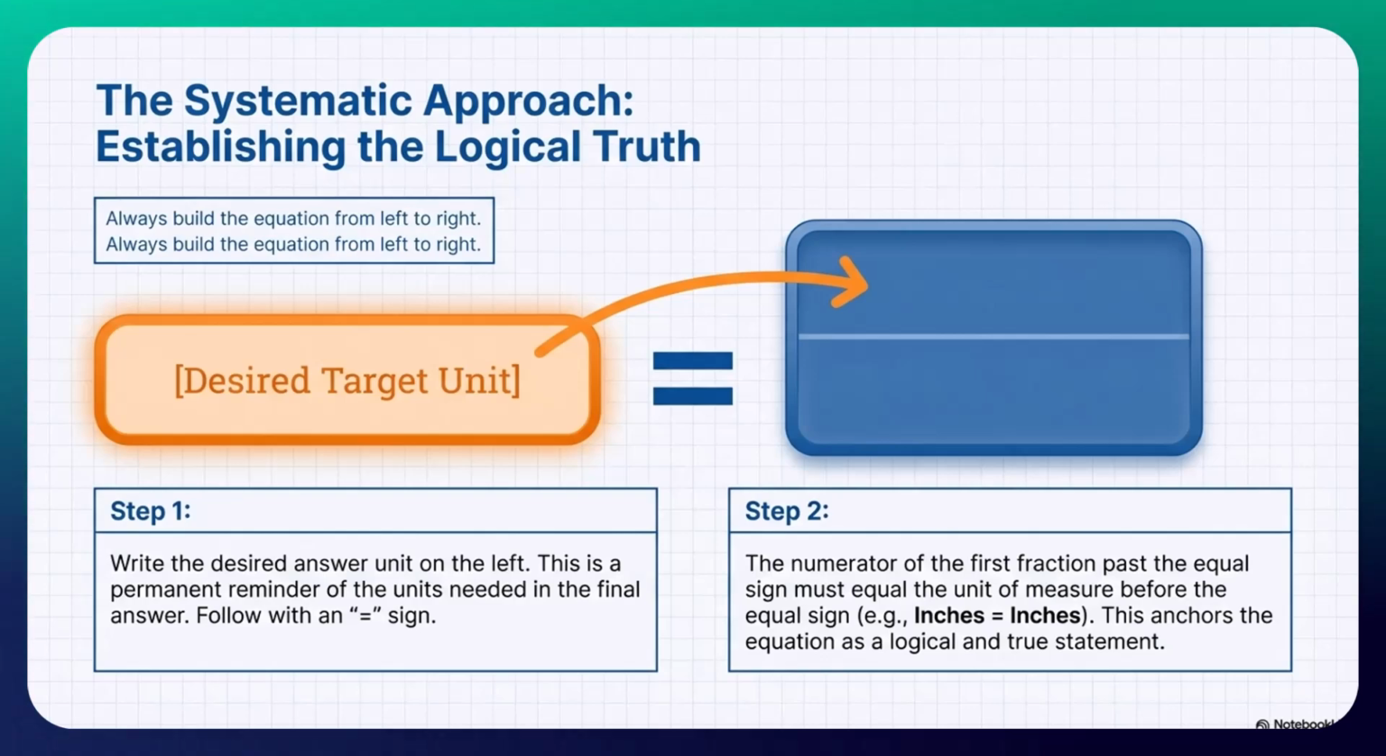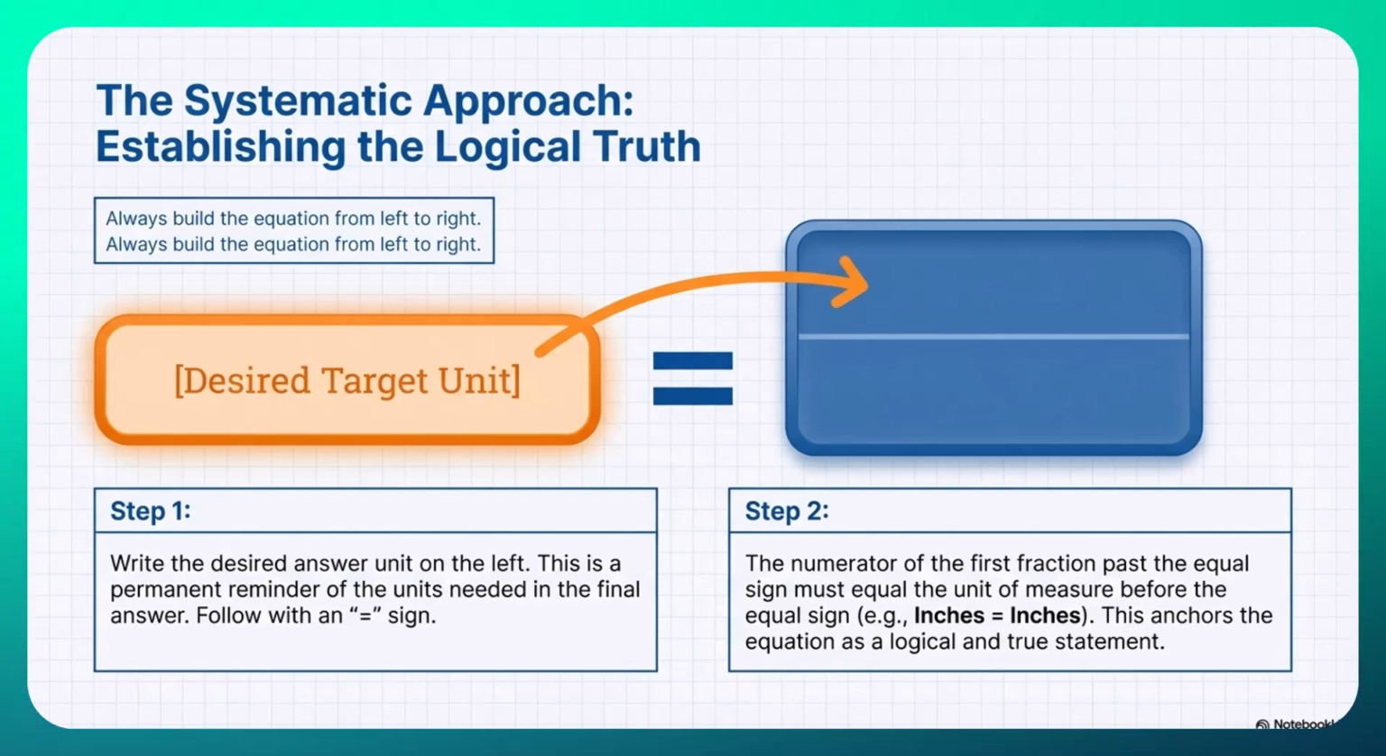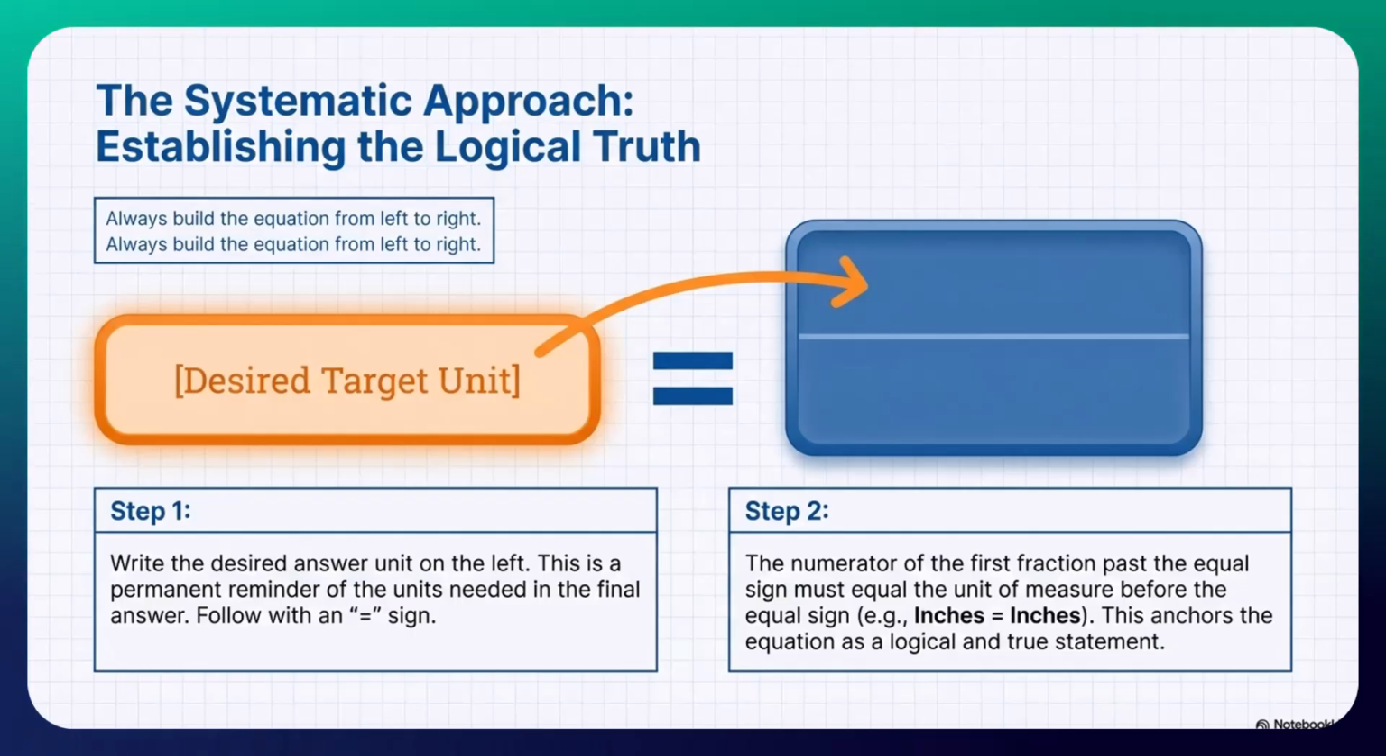Like I said, this is a pattern, and we're going to teach you that pattern. Always build your equation from the left to the right. So the first thing we're going to put to the left of the equal sign is the desired target unit. And right now I'm just giving you all the pieces of the puzzle. Then I'm going to demonstrate for you how to put these puzzle pieces together.